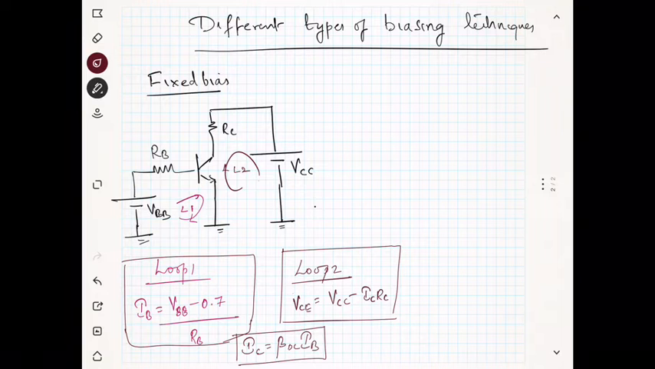Now we will see what is the problem with this biasing technique. So we will see a problem.